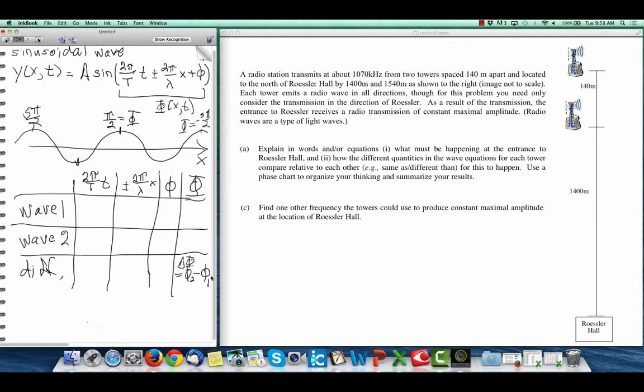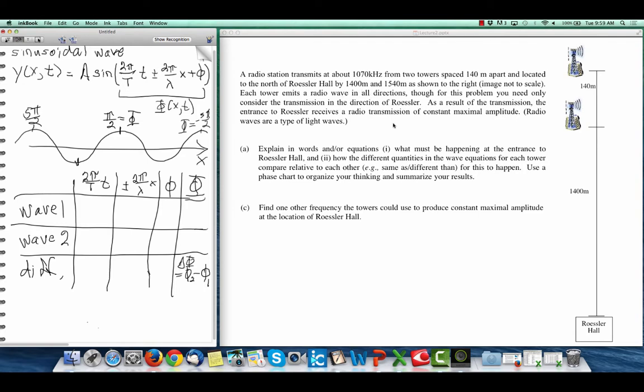So let's look at this problem. A radio station transmits at about 1,070 kilohertz. So that's just over 1,000,000 hertz, 1,000,000 cycles every second. That's a radio frequency. From 2 towers spaced 140 meters apart, located to the north of Rosser Hall by 1,400 meters and 1,540 meters.